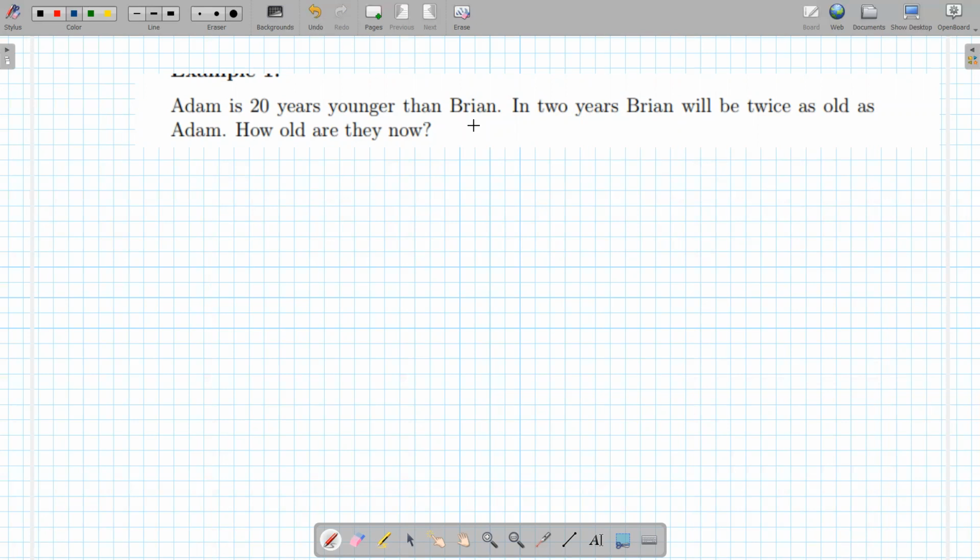What do you think x is? Their age. Whose? Gonna let Brian, okay? Brian's age be x. If Brian's age is x, what's Adam's age? Remember, he's 20 years younger. X minus 20. Yeah, x minus 20. So this is your thingamajig now, okay? These are their ages right now.